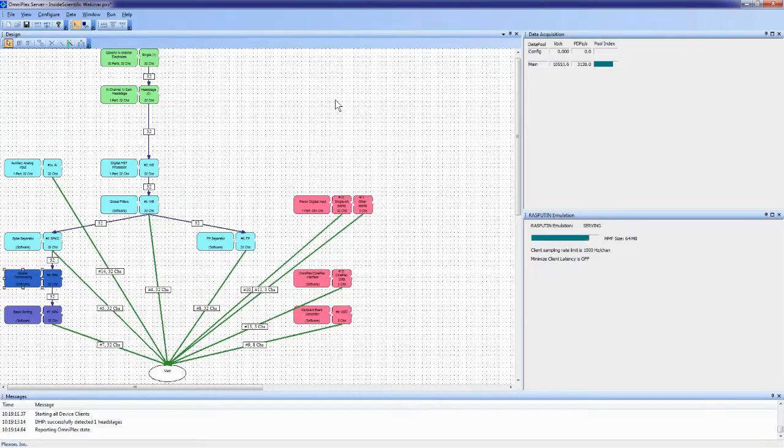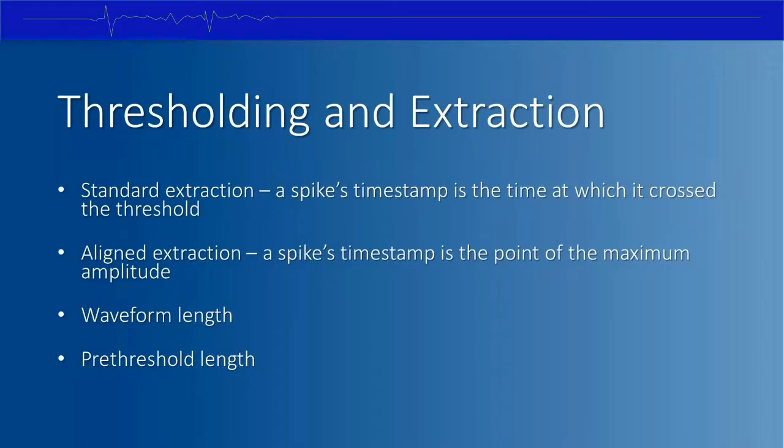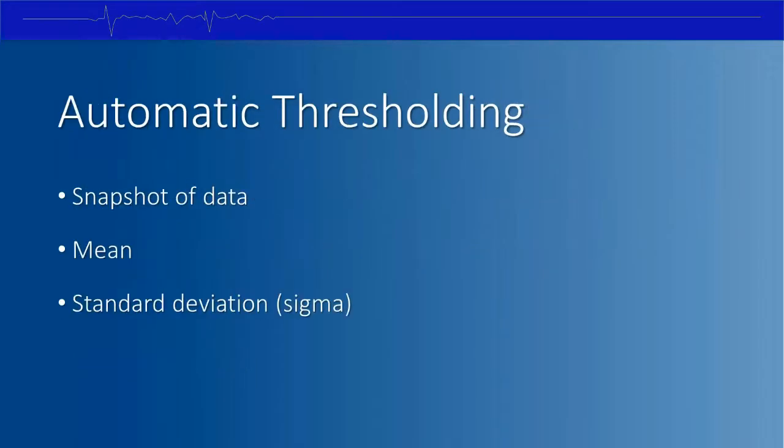If we go back to PowerPoint, oops, we can also talk about automatic thresholding. With OmniPlex, it is also possible to set the threshold automatically, which will be more useful than the manual thresholding method just described. This is done by first taking a snapshot of continuous spike data. Think of a snapshot as a brief snippet of data that we can do some calculations on.